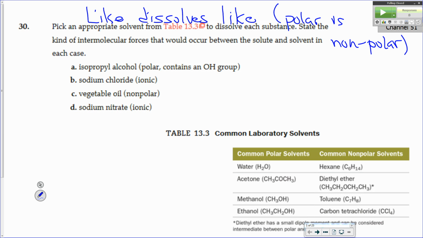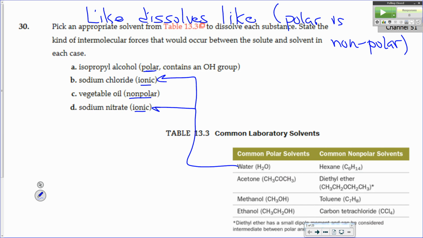On these examples, it tells us, is it a polar compound or not? So we have one that is polar, one that is nonpolar, and two compounds that are ionic. Ionic compounds, because of the dissociation process, involve water. Water molecules have to go around those ions. So water is going to be the appropriate solvent for ionic compounds. That one's the easy one.